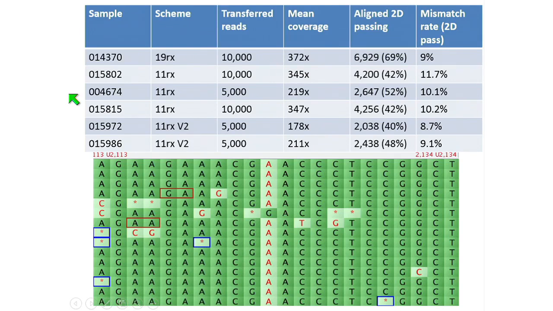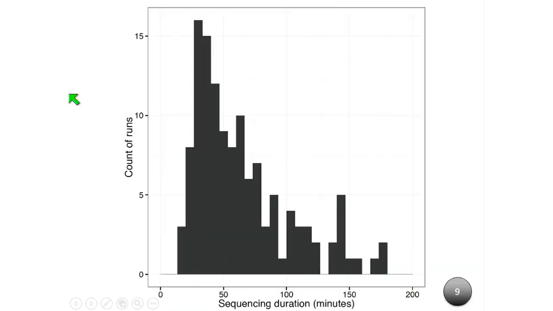So what we're finding is with 5,000 or 10,000 2 kb reads, we're getting effective 200 to 400X coverage of the genome. And if we just take the two-direction reads that pass the quality filter, the mismatch rate is pretty good, between 8 and 12%. So in order to generate these few hundred X coverage of the genome, we only need to run the instrument for a short amount of time. The fastest is about 15 minutes, but most of the time, less than an hour generates the viral coverage that we need in order to do consensus genotyping.